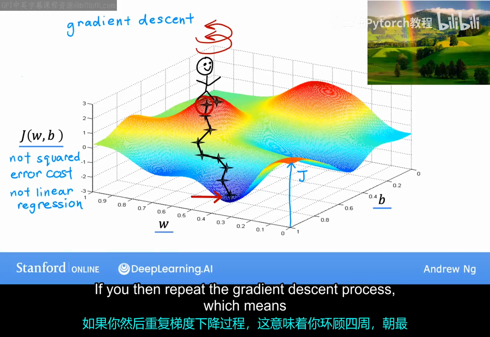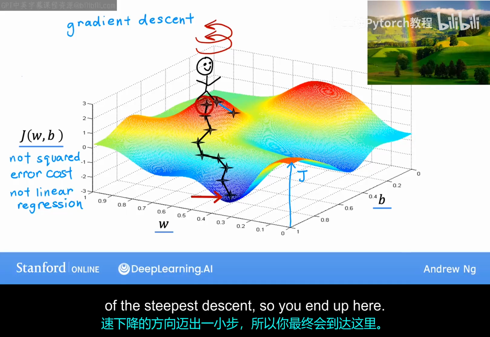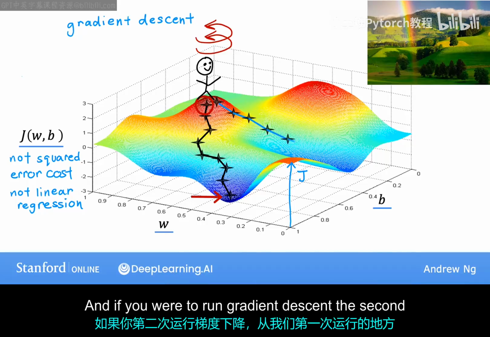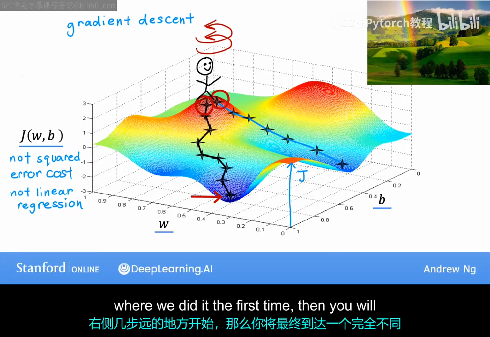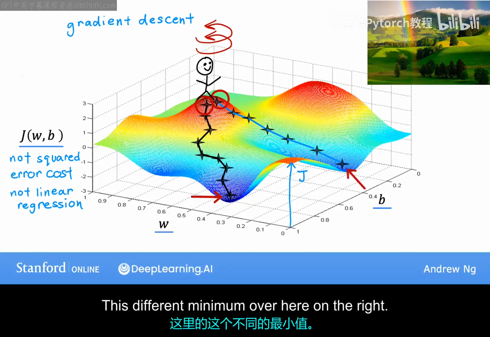If you then repeat the gradient descent process, which means you look around, take a little step in the direction of the steepest descent, so you end up here, then you again look around, take another step, and so on. And if you were to run gradient descent the second time, starting just a couple steps to the right of where we did it the first time, then you would end up in a totally different valley, this different minimum over here on the right.